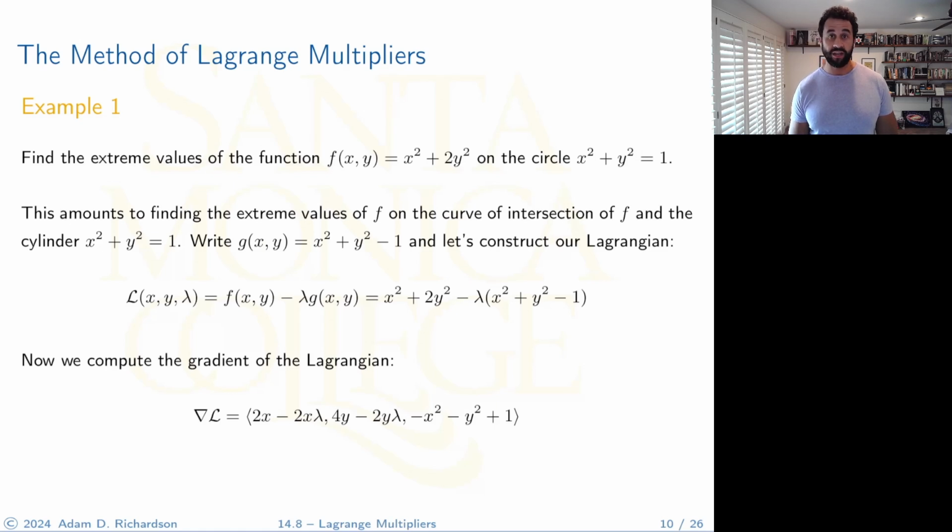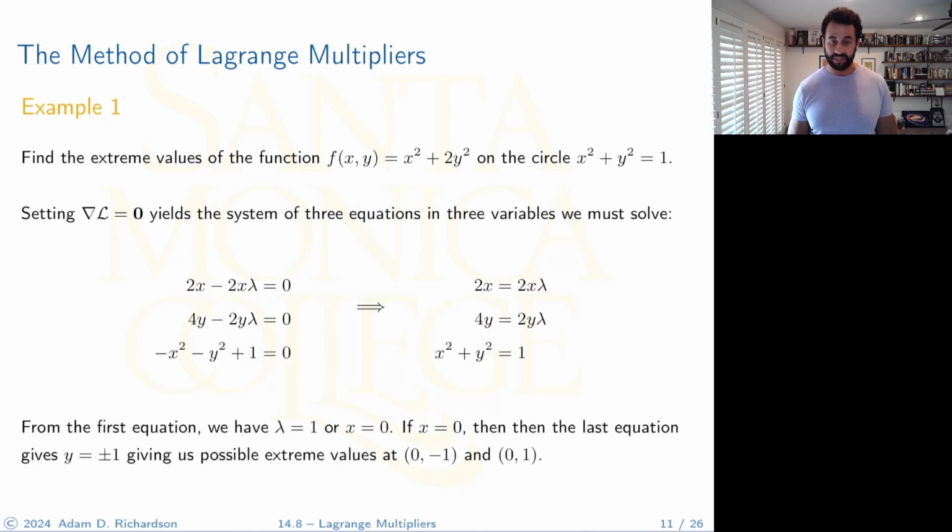And now we're going to compute the gradient. You compute the gradient of the Lagrangian just like we did in the previous sections, right? Partial with respect to x, partial with respect to y, and then partial with respect to lambda. So here we go. Differentiate this with respect to x, and you get this. Differentiate this with respect to y, and you get this. Then differentiate this with respect to lambda, and you get this. All right? So that's the gradient of the Lagrangian.